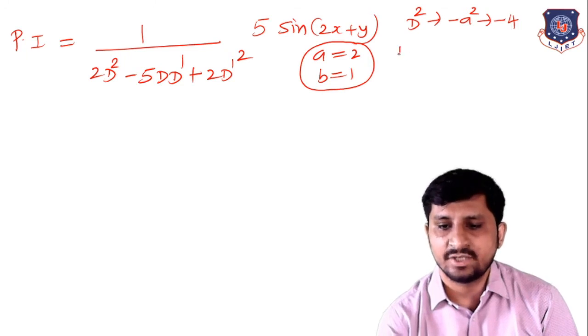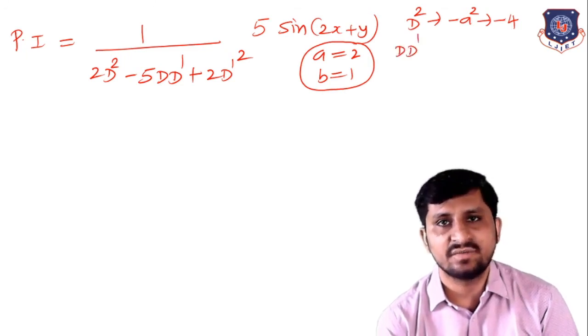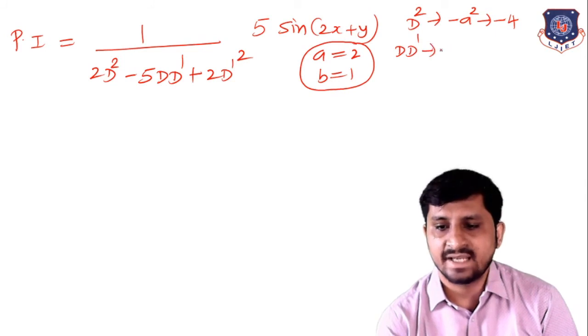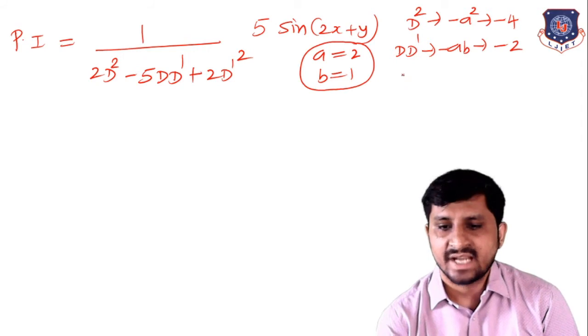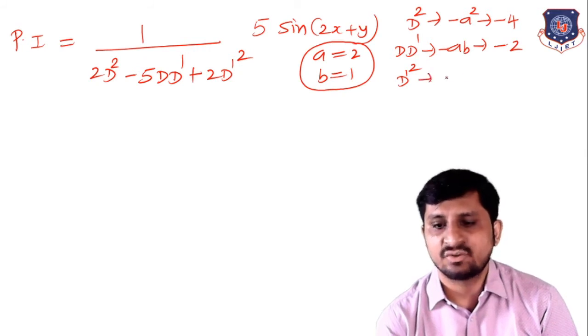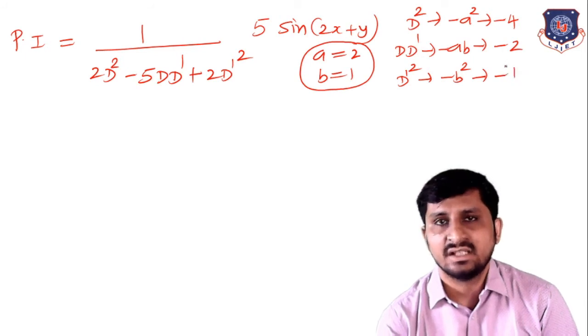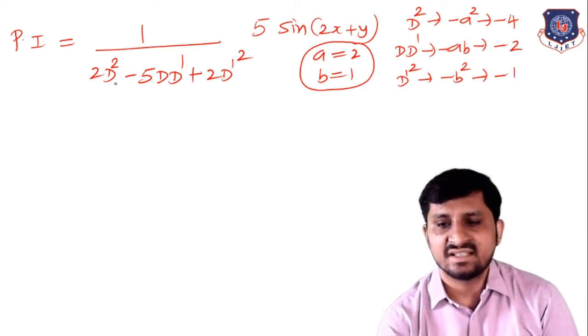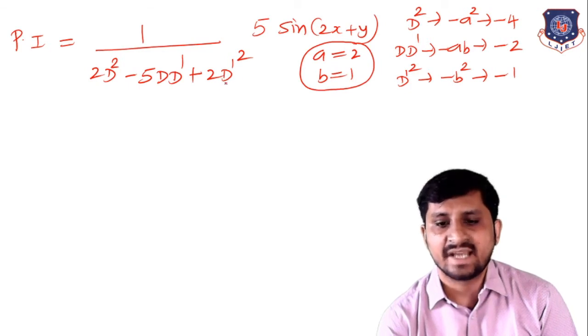Instead of D into D', we have to take minus ab, right? So that's why we have to take minus 2. And instead of D'², we have to take minus b², so that's why we have to take minus 1. So when we take D² equal to minus 4, minus 4 into 2 is minus 8. Instead of D'², when we take minus 1, this last term becomes minus 2.